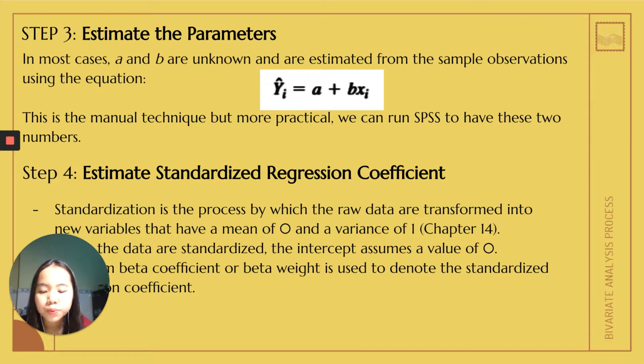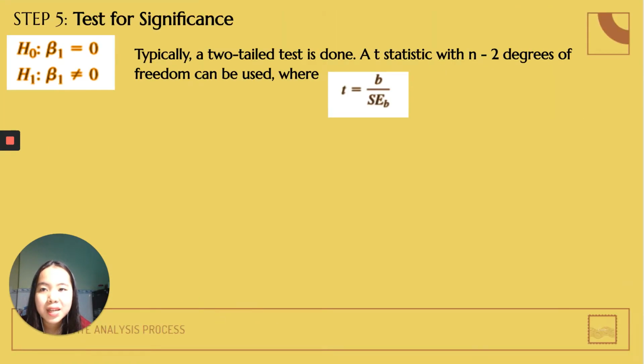Standardization is the process where the raw data is transformed into new variables that have a mean of 0 and a variance of 1, like what we have learned in chapter 14. When the data are standardized, the intercept assumes a value of 0, and the term beta coefficient or beta weight is used to denote the standardized regression coefficient. Step 5 is test for significance.